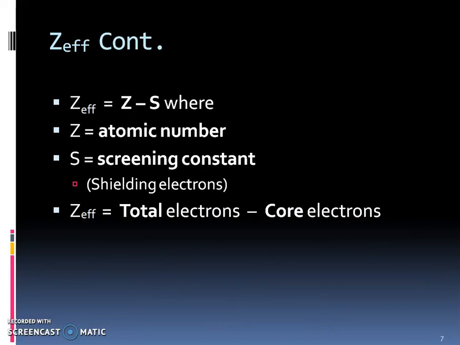So where do we get these numbers? Well, this Z effect is really Z minus S, where Z equals the atomic number, and S is really going to be those shielding electrons. Well, where do we get those shielding electrons? Well, think about the atomic number as your total number of electrons, right? That hopefully makes sense. Now, these shielding electrons really come from those core electrons. The core electrons are going to shield the nucleus from getting to those outermost, aka valence electrons. So this Z effect is different.